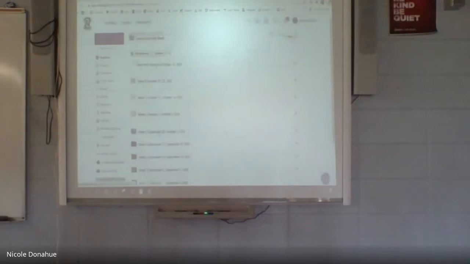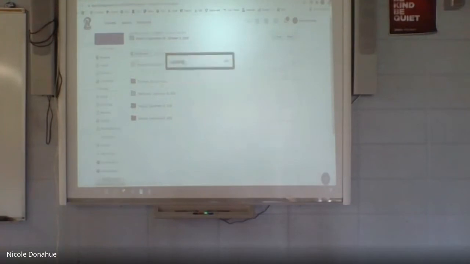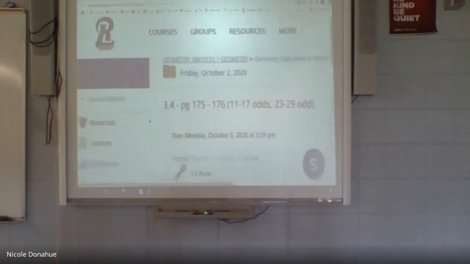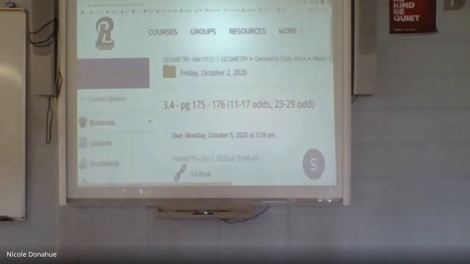So our homework then is basically what we haven't done yet. It's all the numbers we kind of skipped last time, but we're still going to stick with odds. So 11 through 17 odds, and then 23 through 29 odds. Same pages as last time, so we're still in that same section. If you took pictures from yesterday, or you still have your pictures online, it should be the same pages you had last time. And we have about 15 minutes here to get going on that.